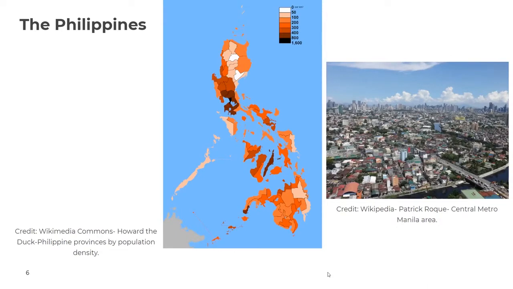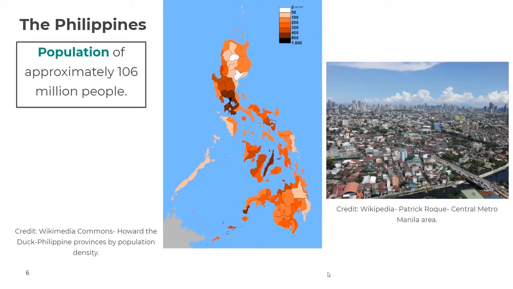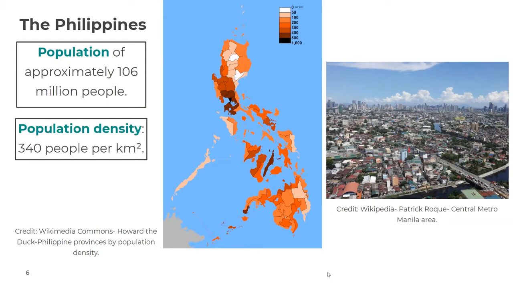So the population of the Philippines is approximately 106 million people, and the population density on average is 340 people per square kilometre. However, there is an area that is more densely populated where there is a higher concentration of population, and that is in the north of the country, in and around Manila, as identified by the black circle on the screen. You'll also see an image of Manila just to the right of the screen.